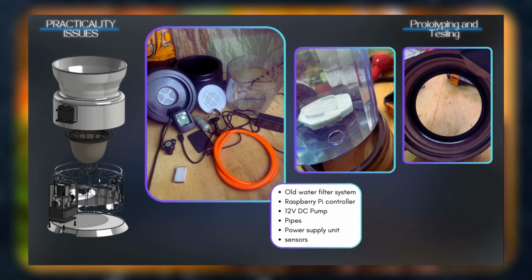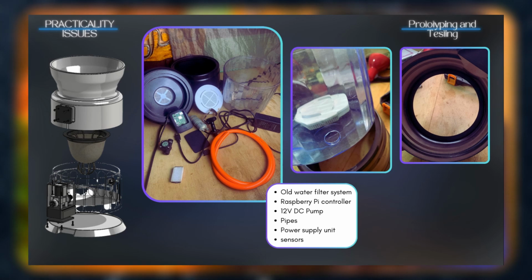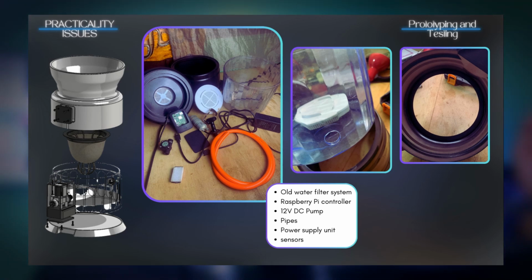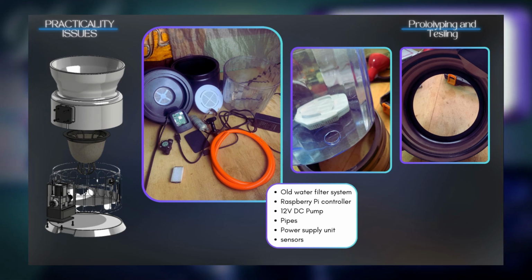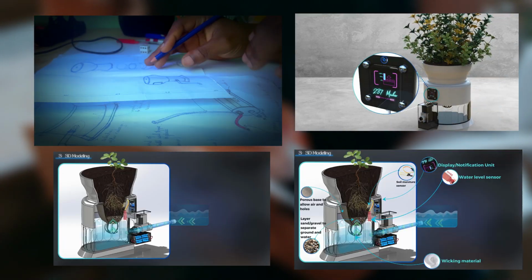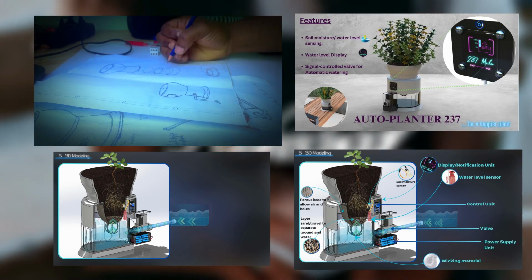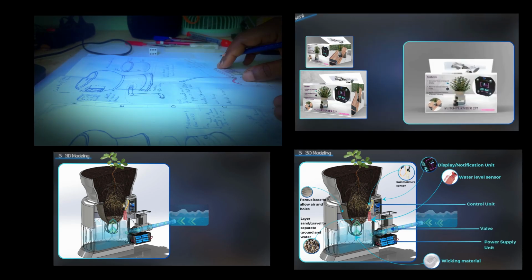For this self-watering planter in particular, I had to pick up a couple of things lying at home, including my old water filter system, my Raspberry Pi controller, a 12-volt DC pump, some pipes, a power supply unit, and sensors. So guys, these are the steps I follow to propose a functional concept. Well, that's all guys. Those are my 4 steps for converting a product idea into a product concept.